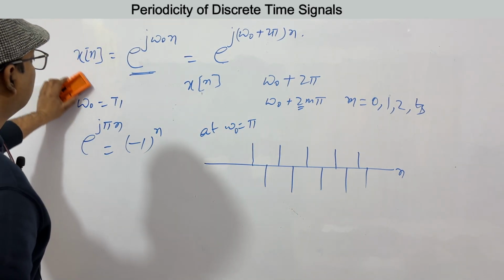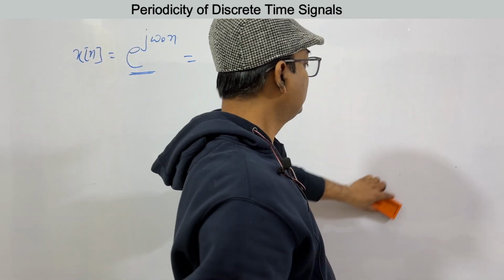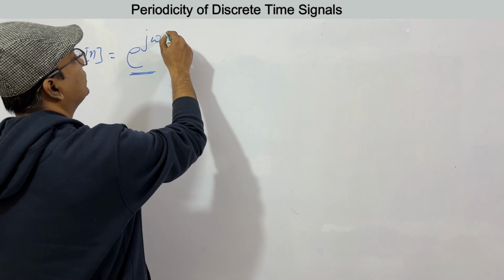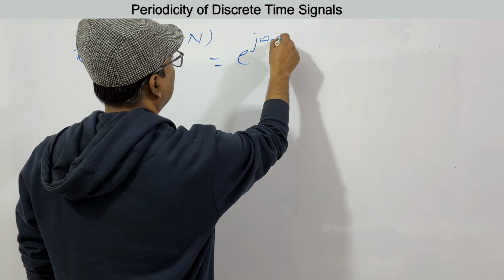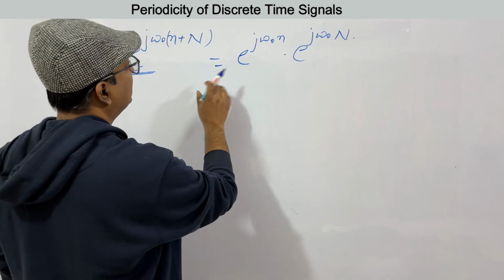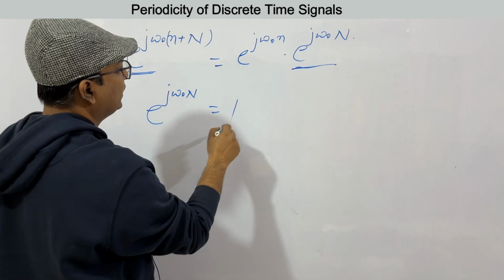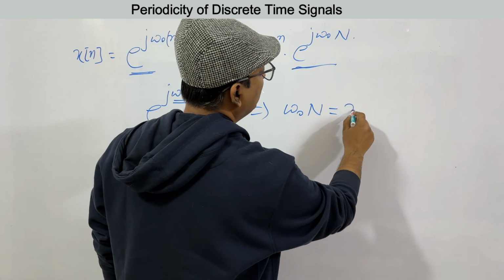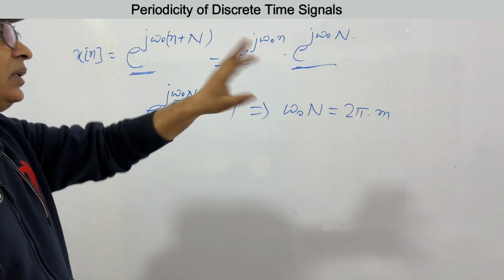Okay. Now the next thing: how to find the fundamental period of a discrete time exponential or sinusoidal signal? Let that be capital N. You know it very well. We'll do this: e^(j omega 0 (n+N)) is equal to e^(j omega 0 n) into e^(j omega 0 N). For this to be periodic, e^(j omega 0 N) has to be equal to 1. So omega 0 into N should be equal to 2 pi into some value of m. We have seen it repeats after 2 pi, where m is 1, 2, 3, 4, anything.